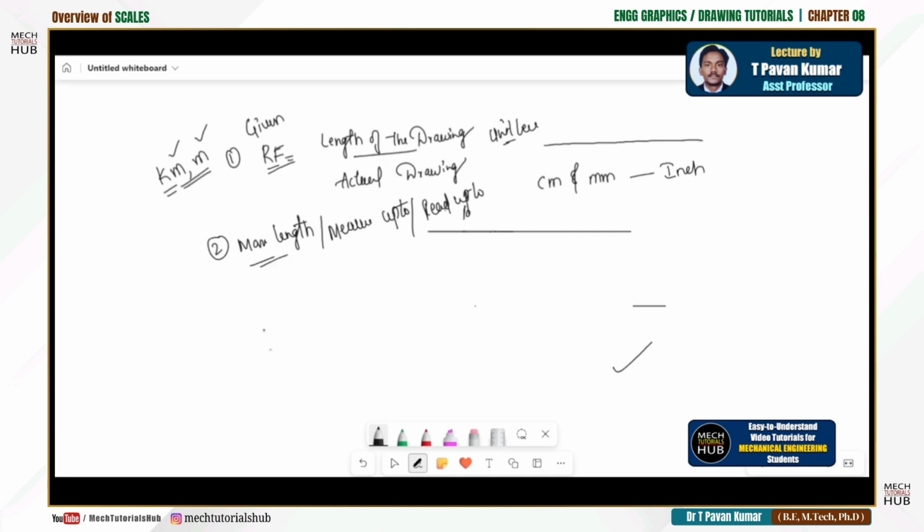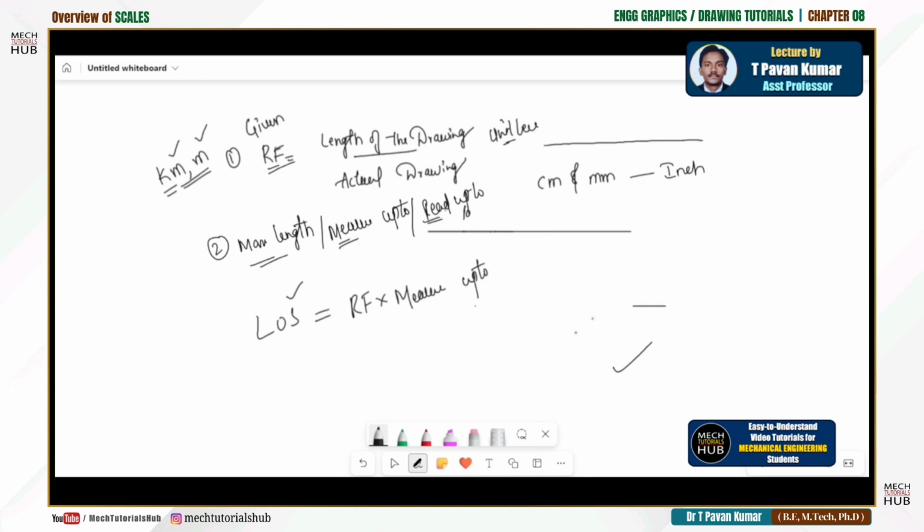By making use of these, we need to calculate the length of the scale, that is equal to RF into the maximum or measure up to distance, whatever is given to you in the question. If you calculate this, you get the length. Length of the scale is nothing but the length which you are supposed to draw on a sheet of paper or a drawing sheet. So this second point, maximum length or measure up to distance, you need to remember. Technically the question might be very tricky, that we need to understand.